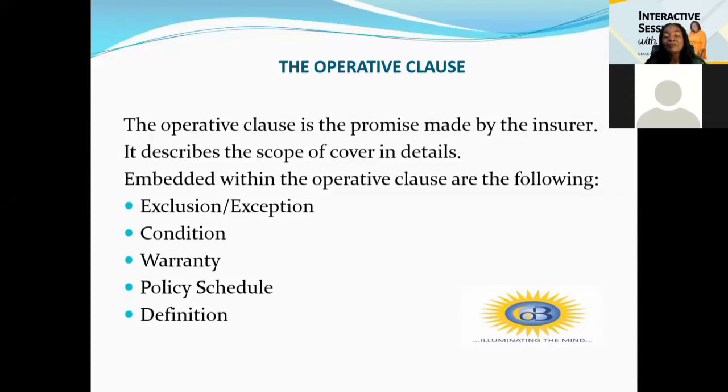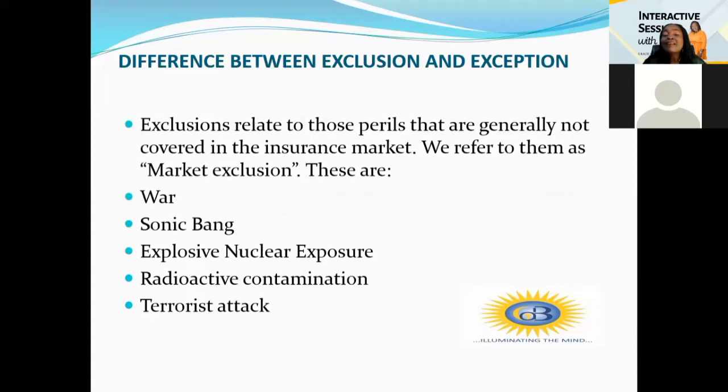Exclusion and exception, we always use them interchangeably, but there's a thin line of difference between them. When we talk about exclusion, it generally relates to those perils that are not covered in the insurance market. We call them market exclusions. Examples of such are war, sonic bomb, explosive nuclear exposure, radioactive contamination, terrorist attack. Those are fundamental risks that insurance doesn't cover. We call them exclusions.